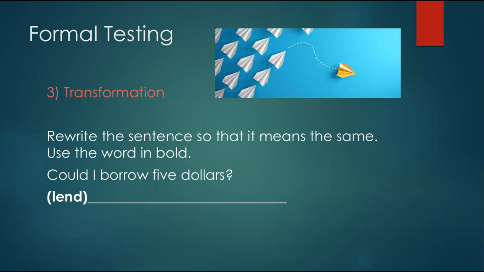Another kind of question type in formal testing is a transformation question. So students are asked to change the form of words and phrases to show their knowledge of syntax and grammar. So in this example, how would you rewrite it using the word lend? Could I borrow $5? Probably, could you lend me $5? So the student needs to know both the meaning of borrow and the meaning of lend, and then how to use them in grammatical constructions. These can be very hard to write, but they are effective at testing students' use of grammar.